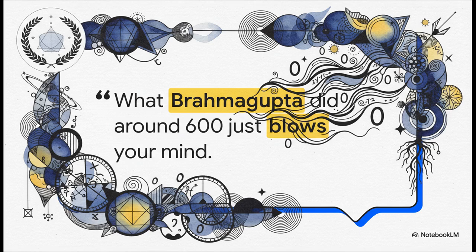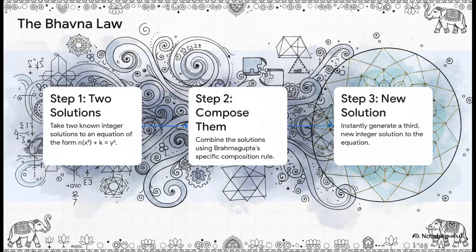The quote here is from Manjul Bhargava, a Fields Medal winner. That's basically the Nobel Prize for mathematics. He points to this specific work from the 7th century as being completely revolutionary. So what is this Bhavna? Well, it's this incredibly elegant, almost magical law.